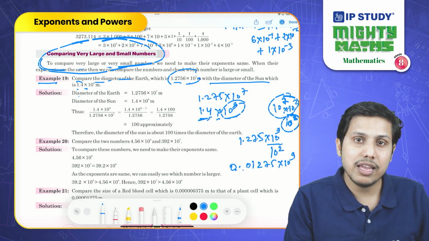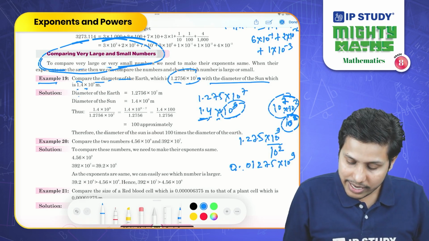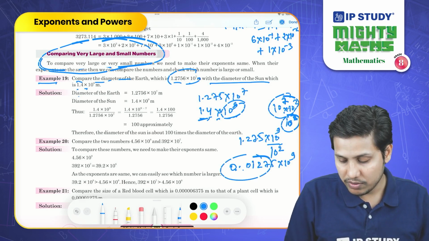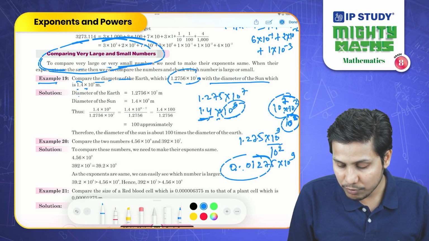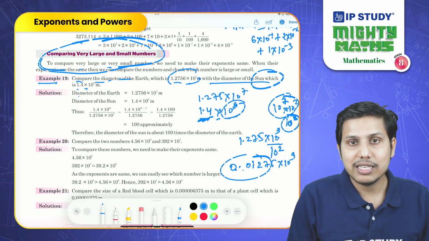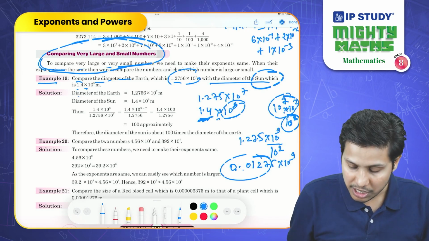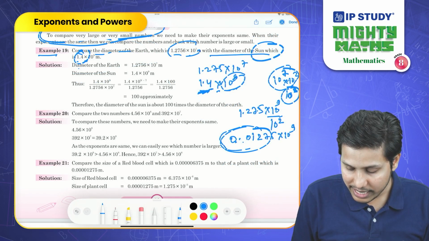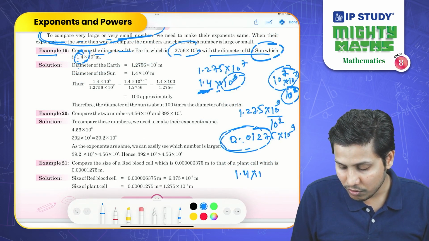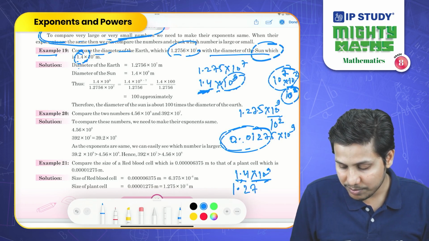When the exponents are the same on the base 10, then in that case we have to compare the first part only. So here we can see that 1.4 is bigger. So it means the diameter of Sun is bigger than the diameter of Earth, and we can find out how much bigger it is. For that, what we can do is write the expression of the Sun over the numerator, and divide it by the value of the diameter of Earth, which is 1.2756 times 10 raised to the power of 7.